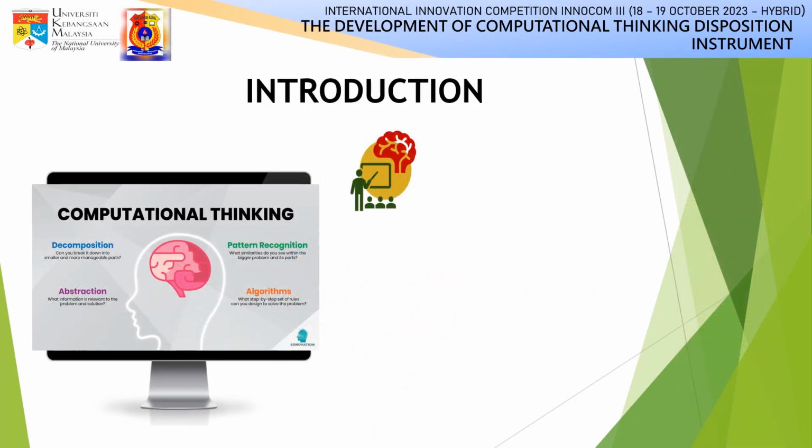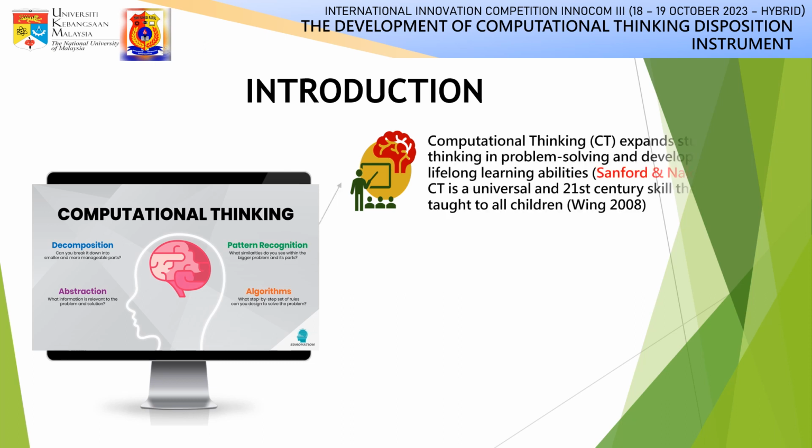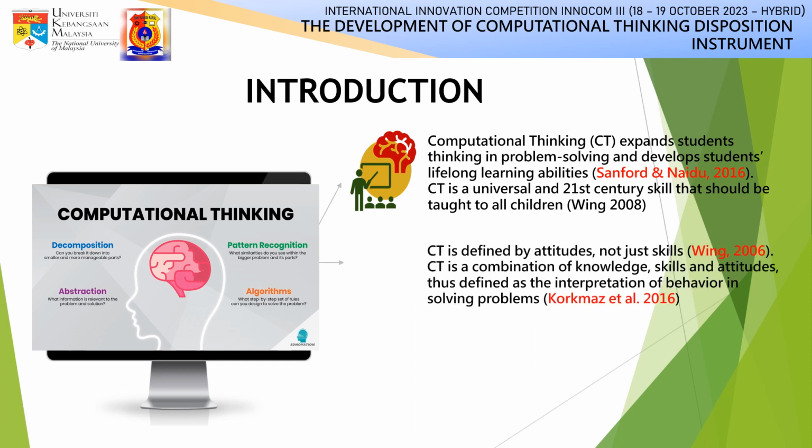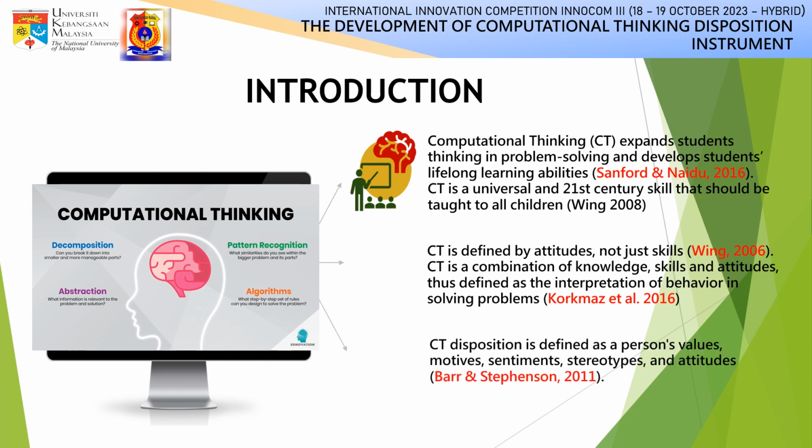Computational thinking is a universal attitude and a strategy of thinking to tackle complex problems. Computational thinking, or known as CT, expands students' thinking in problem solving and develops students' lifelong learning abilities. Thus, CT is defined by attitudes, not just skills. It is a combination of knowledge, skills, and attitude, thus defined as the interpretation of behavior in solving problems.